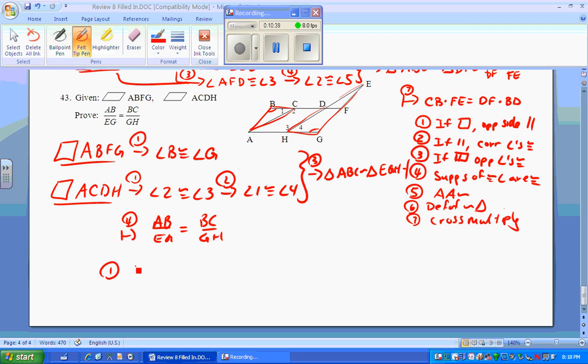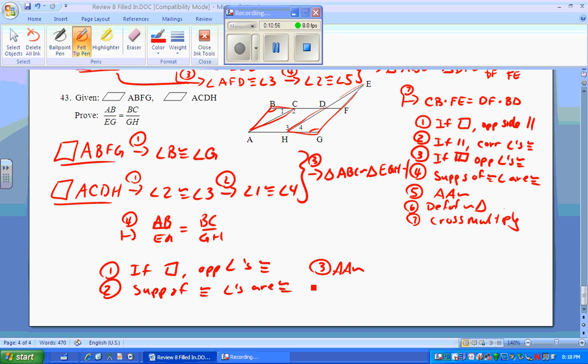For your ending: 1, if parallelogram, opposite angles congruent. 2, subs of congruent angles are congruent. 3, angle similarity. 4, definition of similar triangles. And there's the end of the review sheet.